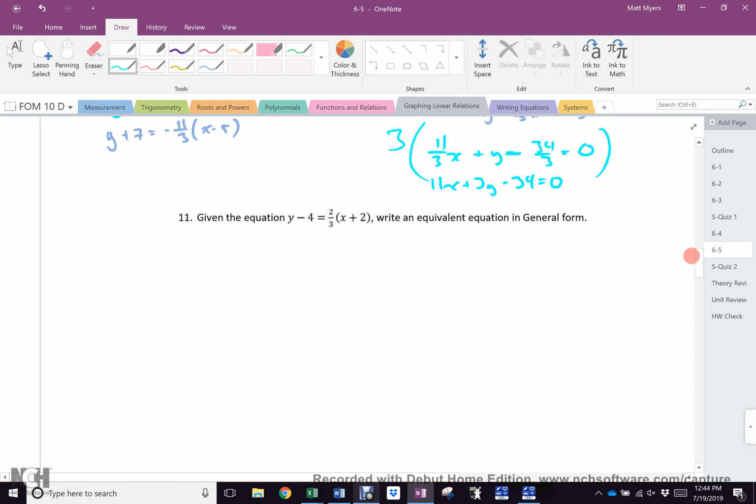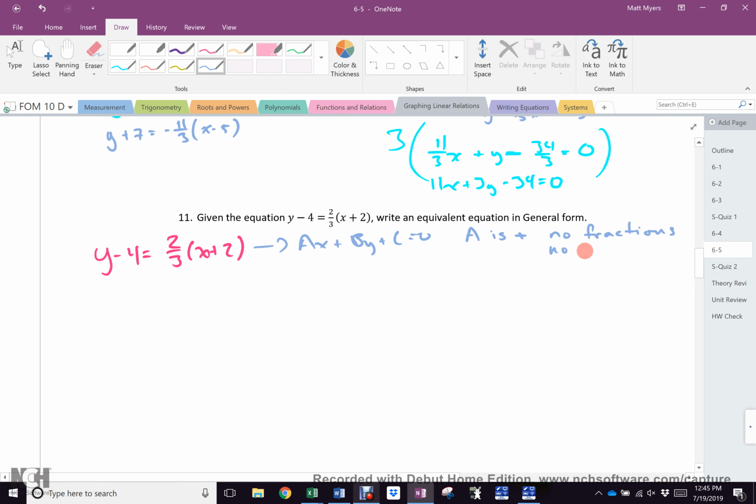Okay, everybody's cool? What we just did there was actually really, really hard because of the fractions. And you all know that I like to do something really hard at the beginning so the rest of the stuff is easy, yes? So, let's do an easy one. Get that into general form. General form is Ax plus By plus C equals 0. A is positive and no fractions and no brackets.